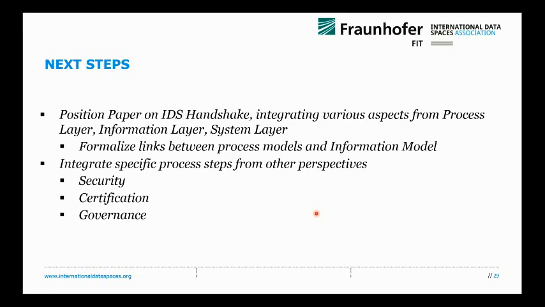And as I said, this will be basically done by defining links between the process model and the information model. And we also have to look into the other perspectives, whether we need to integrate further aspects from these other perspectives. So from the security perspective, we had this usage control, which we integrated in the second version of this process model, but also for certification and maybe also data governance, the process models might need to be extended.